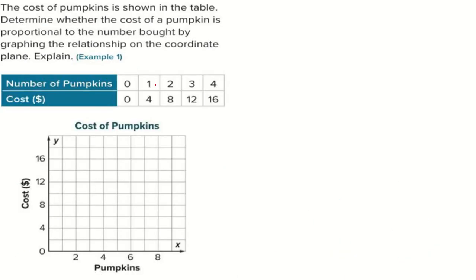Next can be, the cost of pumpkin is shown in the table. Determine whether the cost of a pumpkin is proportional to the number bought by graphing the relationship on the coordinate plane. Okay, now this is a free response question. I am sure maybe they can make some multiple choice question also. Okay, so proportional relation. What is the proportional relation?